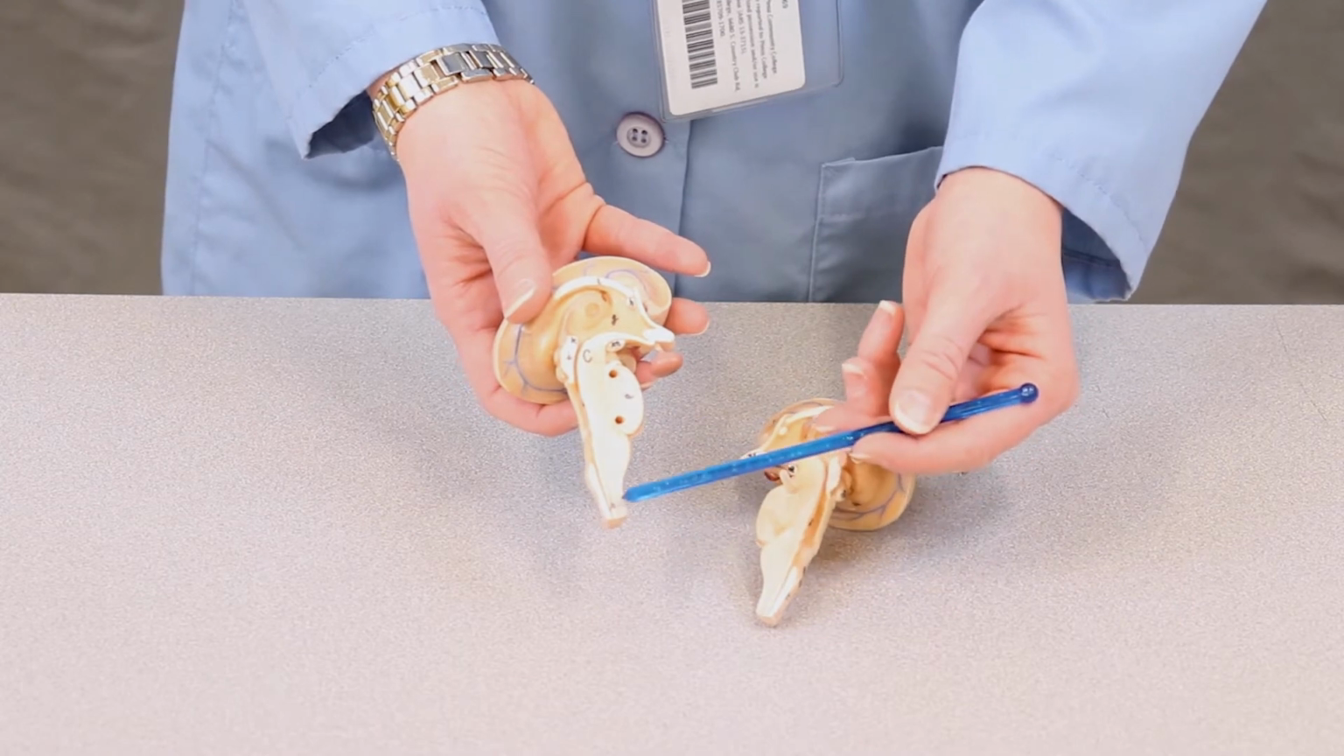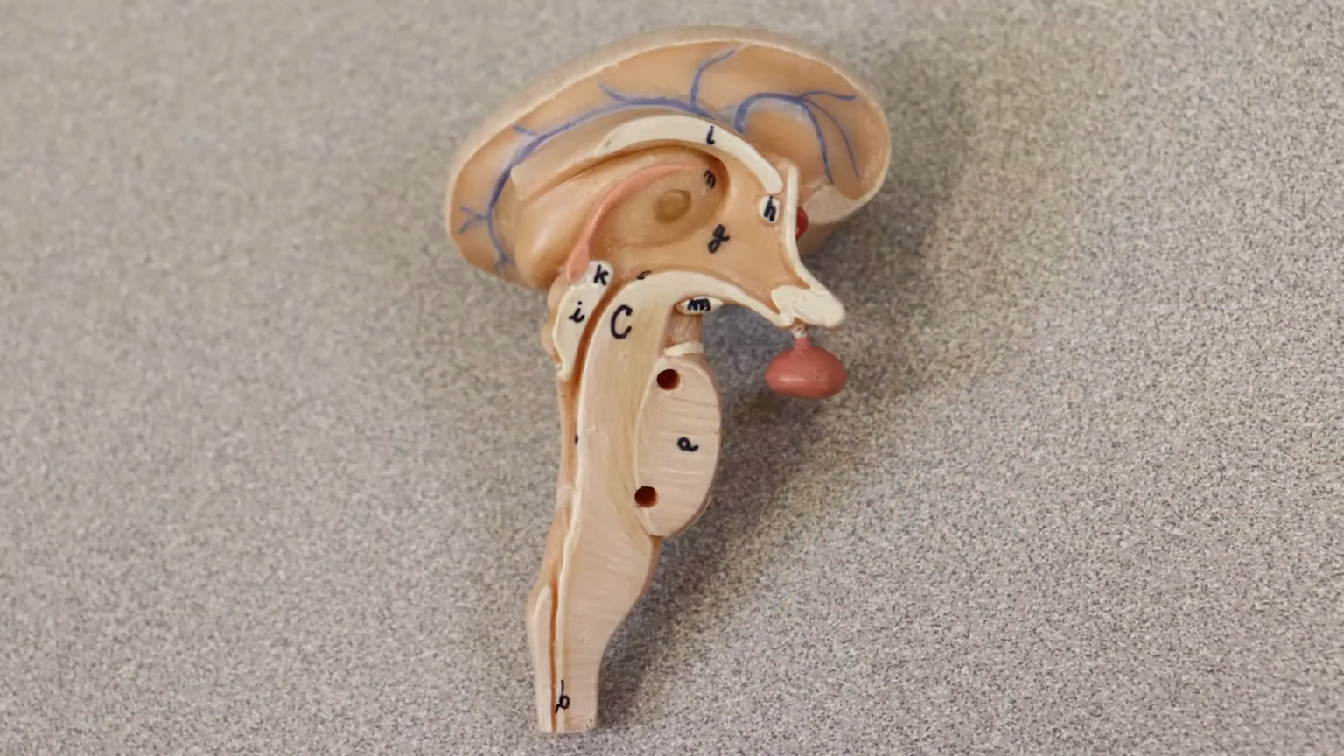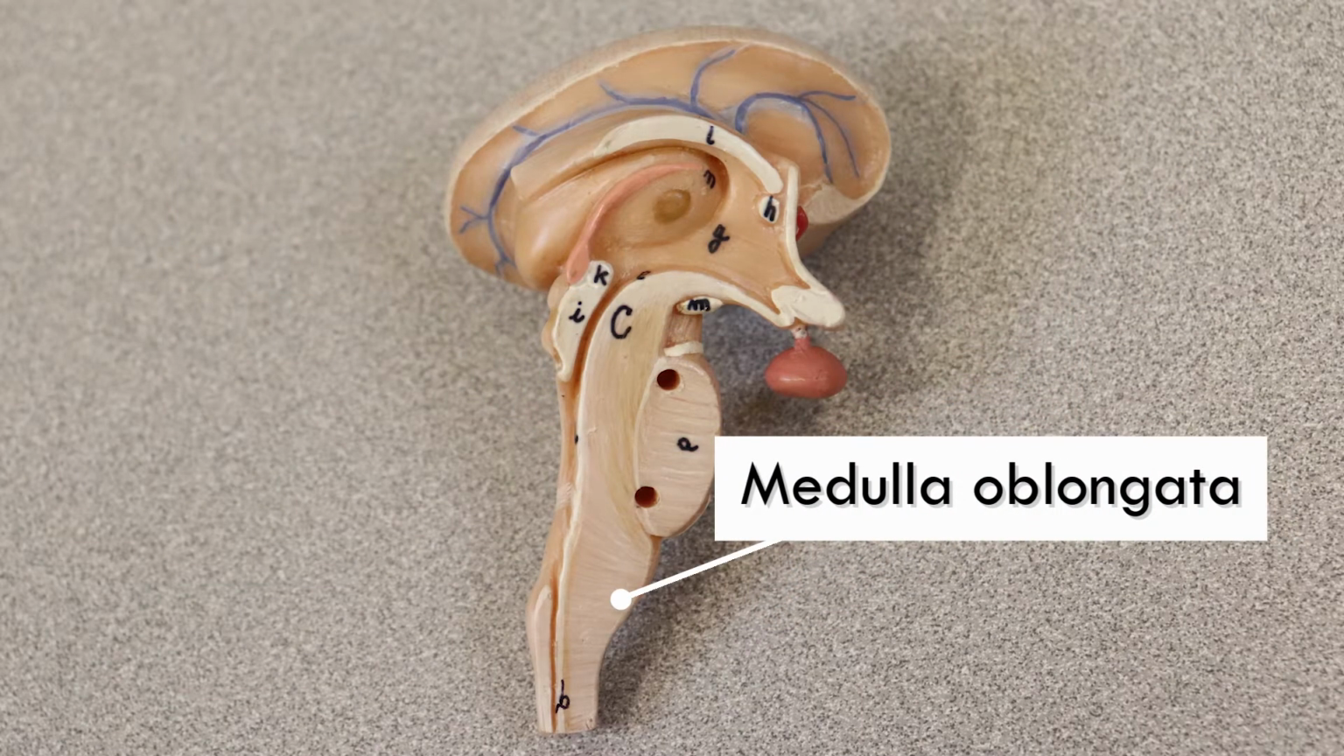And then if we move farther down, the last part of the brainstem here, which is going to merge into the spinal cord, is the medulla oblongata. The medulla oblongata is actually a very important part of the brain for life. It controls a lot of essential functions like your heart rate and your breathing. It also has some non-essential centers that control things like vomiting, hiccuping, and sneezing as well.